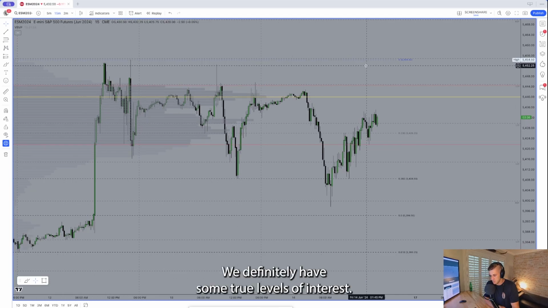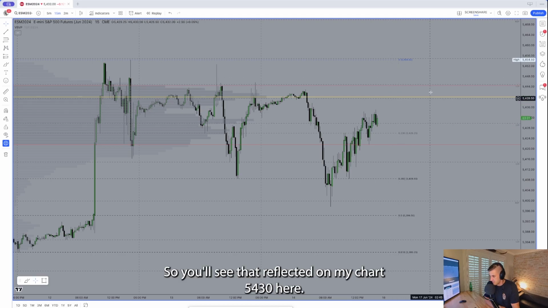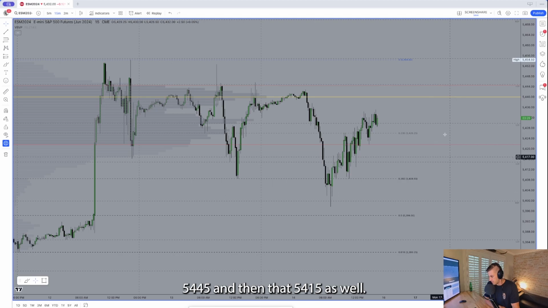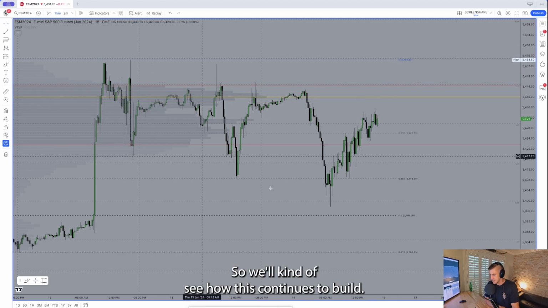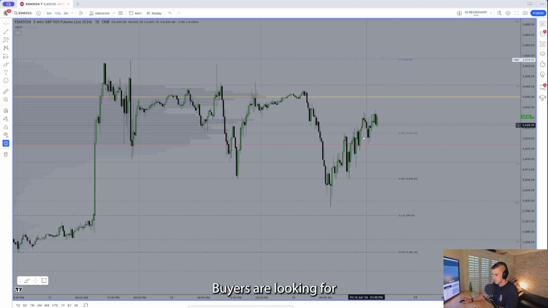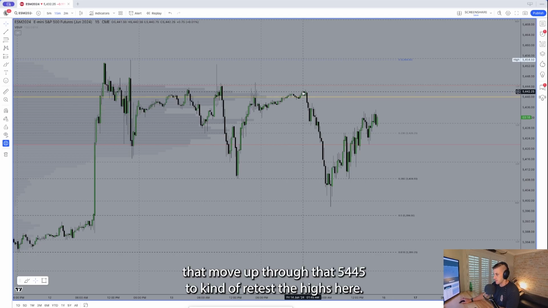We definitely have some true levels of interest. So you'll see that reflected on my chart: 54.30 here, 54.45, and then that 54.15 as well. So we'll kind of see how this continues to build. Overall, buyers are looking for that move up through that 54.45 to kind of retest the highs here.